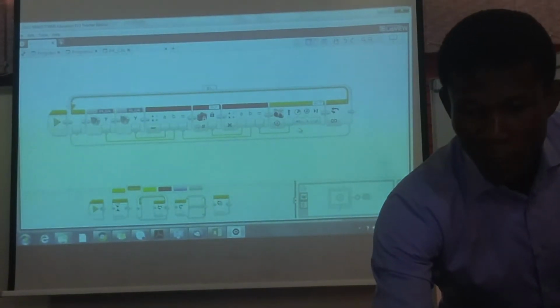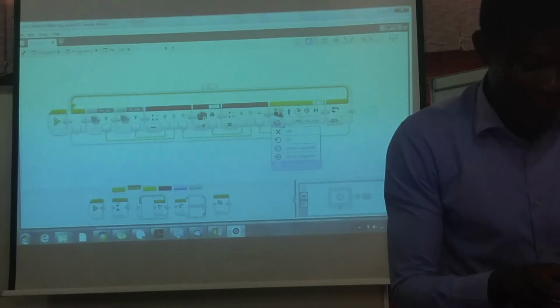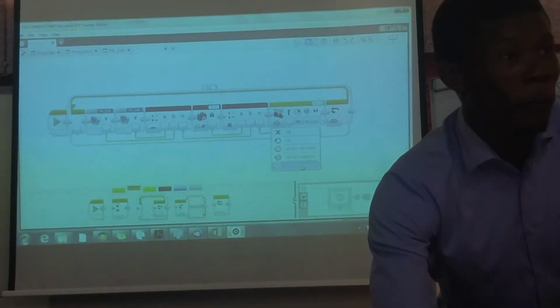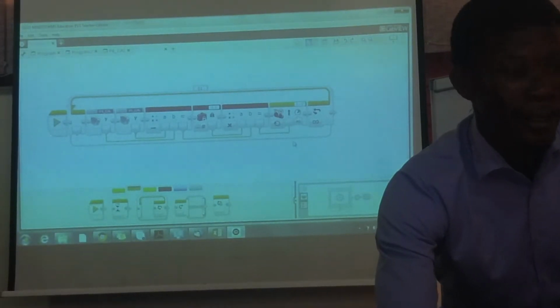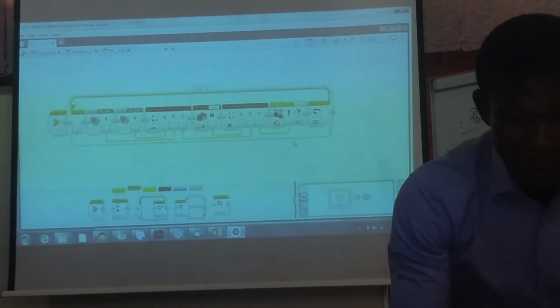So what do we have here? The motor has to be what? Instead of on for rotations, it should be what? On. I follow it. Are we there? Good. So we turn it on.